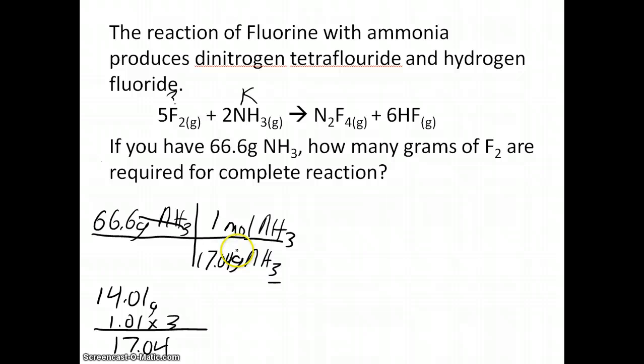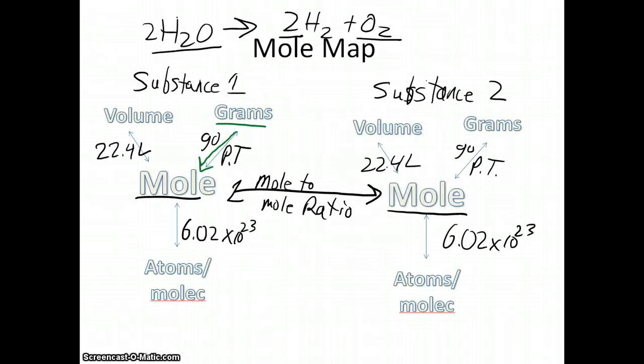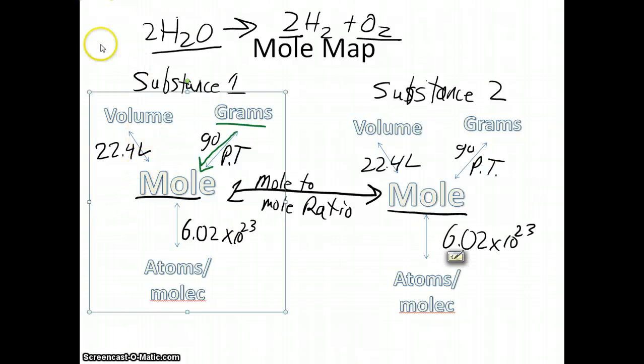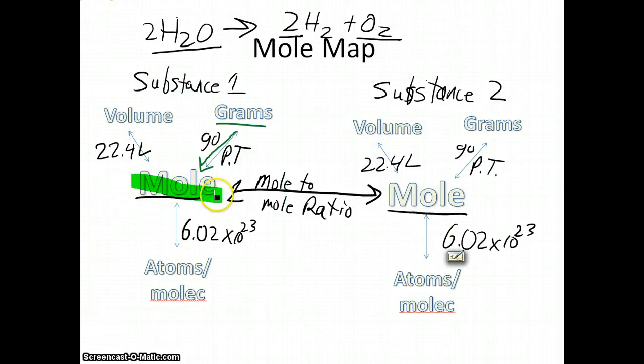So now the grams of NH3 is canceled. Now that we're in moles, we look back at our mole map. We're in moles of substance 1. We need to go to moles of substance 2, so that means we're going to do our mole-to-mole ratio.